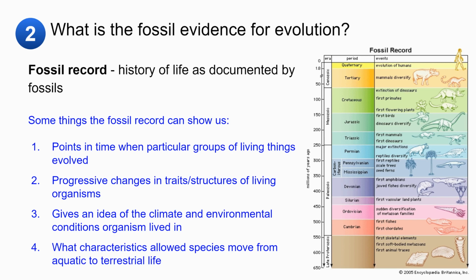We can learn points in time when particular groups of living things evolved. We can see the progressive changes in traits and structures of living organisms over that time period. It also gives us an idea of the climate and the environmental conditions that a fossil or an organism that gave rise to that fossil might have lived in or might have been exposed to. And of course, what characteristics allowed species to move from environment to environment. One big transition point is from aquatic life to terrestrial life.